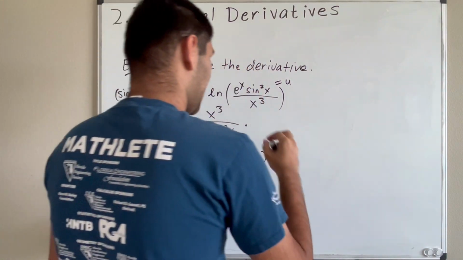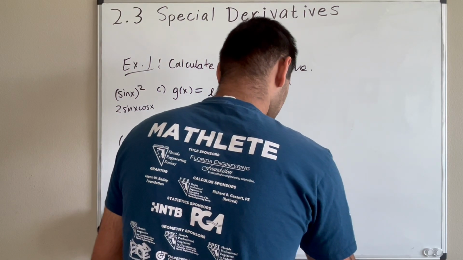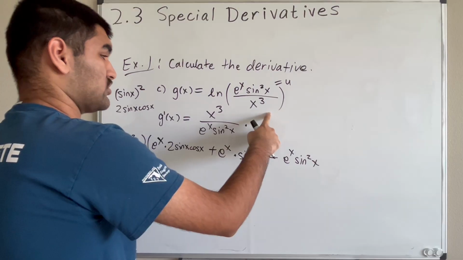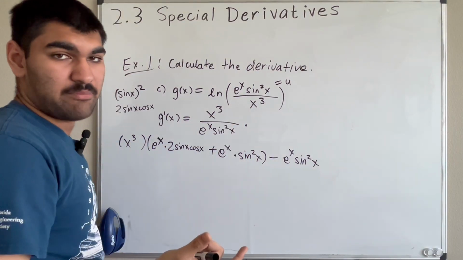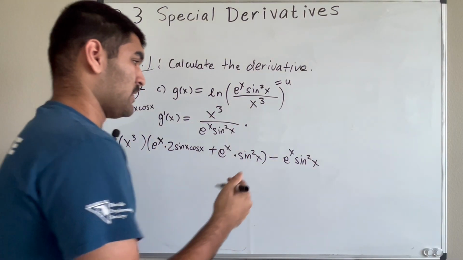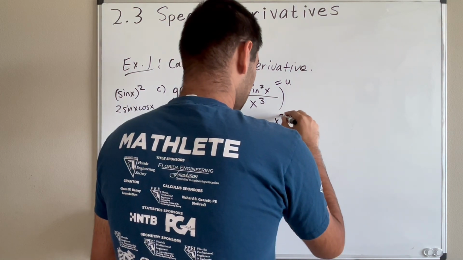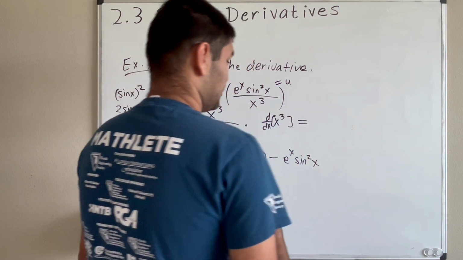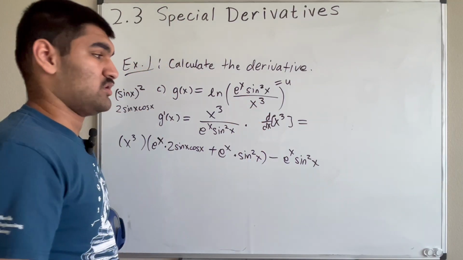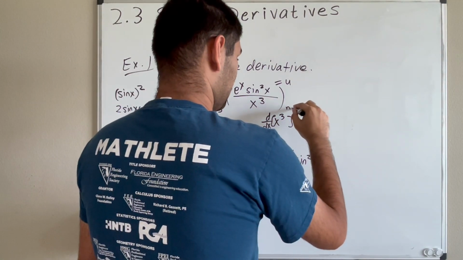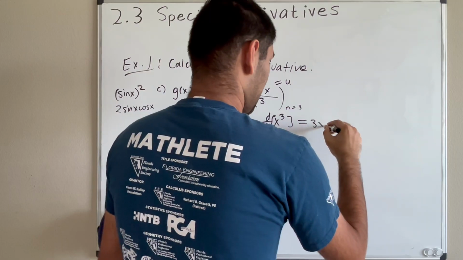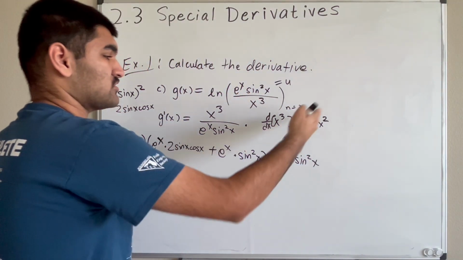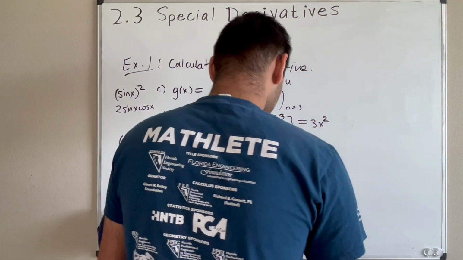So now we're going to keep the high function, so we keep e to the x sine squared x, and then I'm differentiating x cubed. This is just a simple application of the power rule. Differentiating x cubed is equal to n x to the n minus 1, where n in our case is 3. So we have 3x to the 3 minus 1 power, which is just 2. So the derivative of x cubed is just 3x squared.